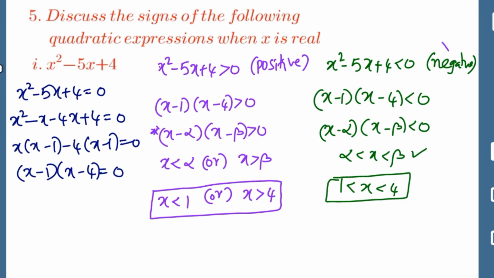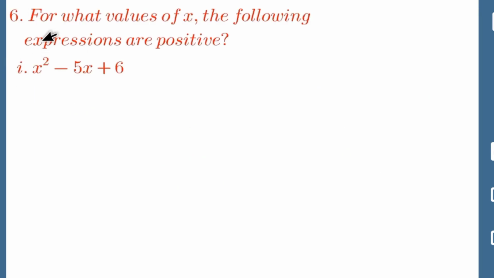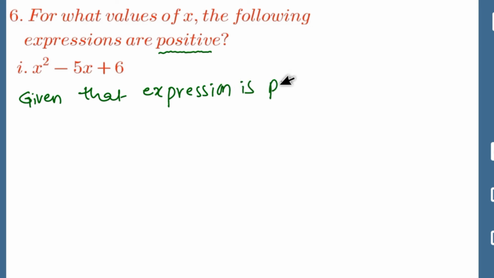Okay, next question. For what values of x the expression is positive? Good question. Only positive to discuss. So right here what is given? Given that expression is positive. That means x square minus 5x plus 6 greater than 0, we have to take.